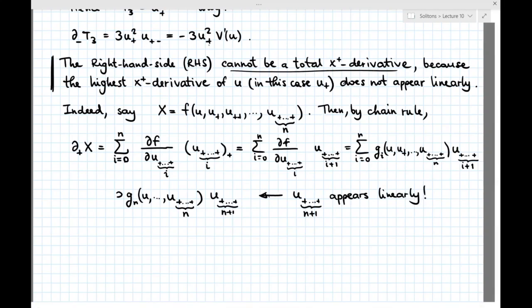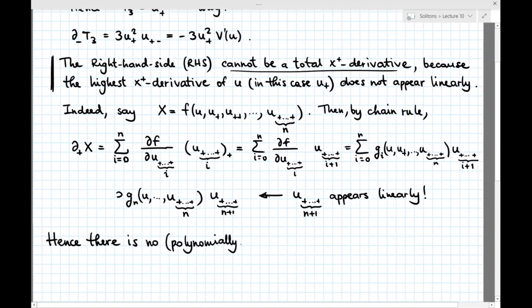So that's a necessary condition for the right-hand side of the continuity equation to make sense. The highest x plus derivative of u must appear linearly. But now in the case of spin 2, we just found the highest x plus derivative u plus appearing quadratically. And that means that there is no polynomially conserved charge of spin 2.